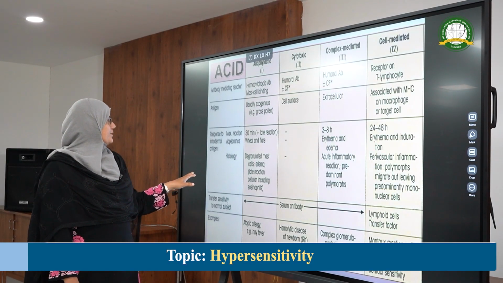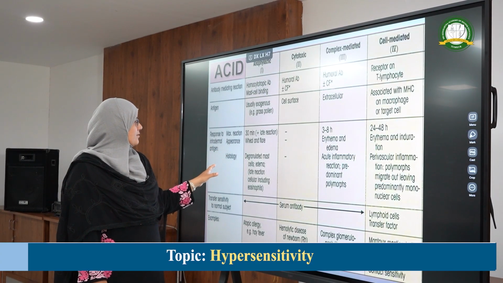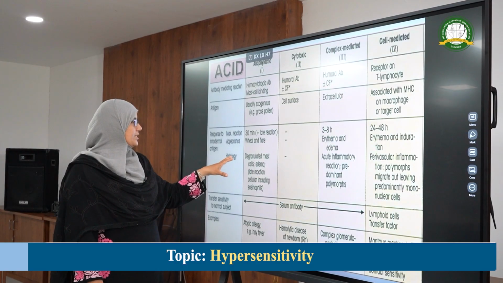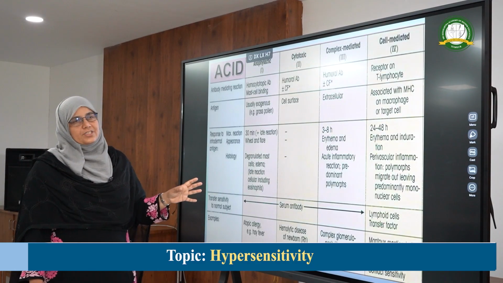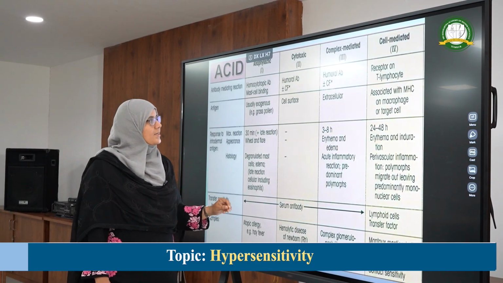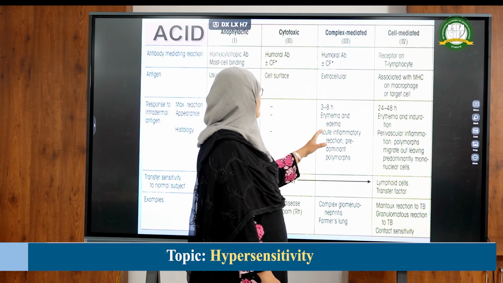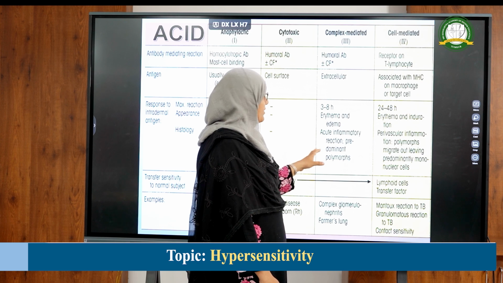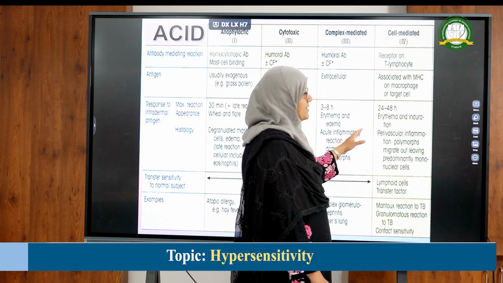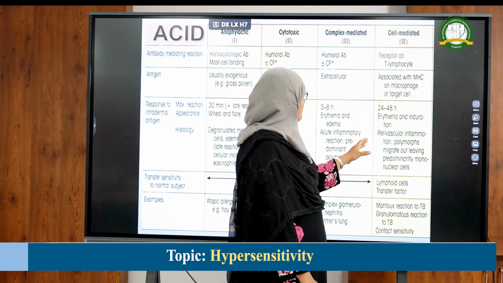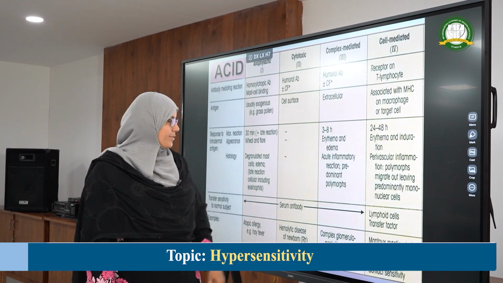In type 1, response to intradermal antigen, maximum reaction is within 30 minutes, and a wheal and flare appears. At the histological level, we see degranulated mast cells, and edema as a late reaction, where cellular infiltration is predominantly of eosinophils. In immune complex mediated, it takes about 3 to 8 hours to appear. We observe erythema and edema, an acute inflammatory reaction, with predominantly polymorphs. Cell mediated or delayed type takes 24 to 48 hours, where we see erythema and induration, with perivascular inflammation, where the polymorphs migrate out and mononuclear cells are predominant.